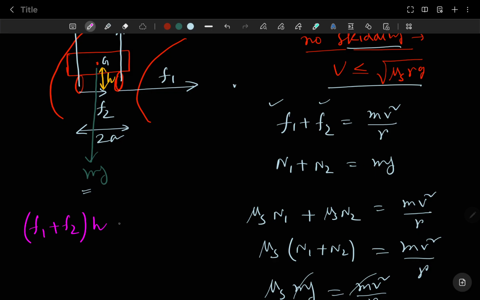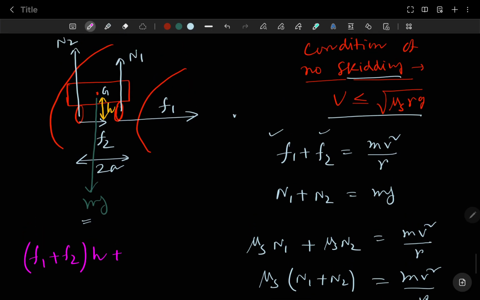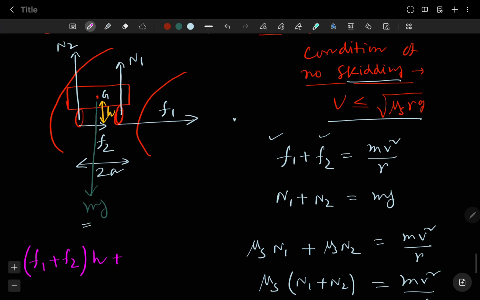So this is anti-clockwise torque, plus another anti-clockwise torque will be N1 into A. Obviously this length is A, the total distance between the wheels is 2A. So the center of mass, I am assuming that it is uniform, lies in the middle, in between the two wheels. So it is A and it is A also. So from N1 the perpendicular distance is A, from N2 the perpendicular distance is A, so N1A.